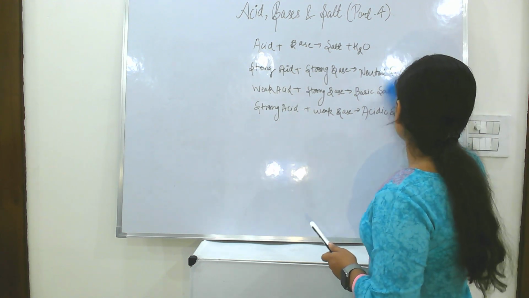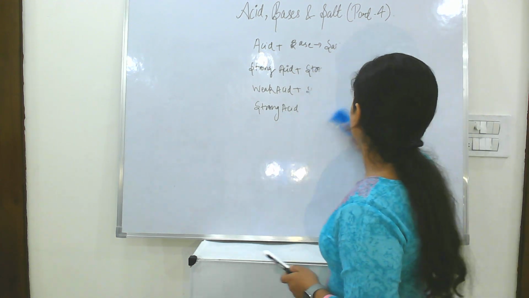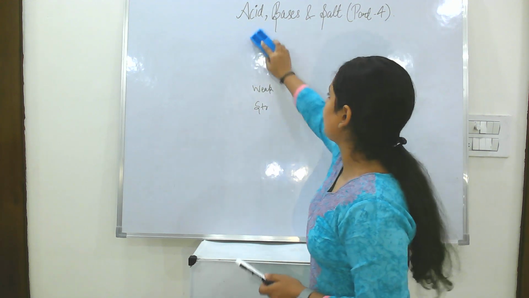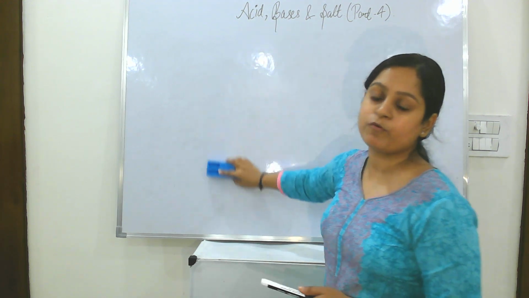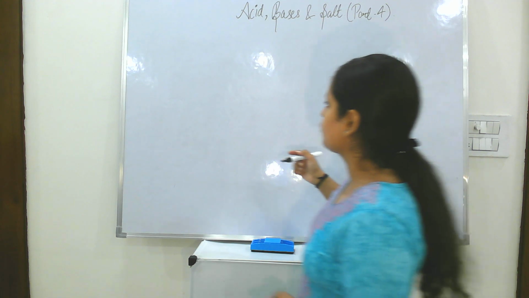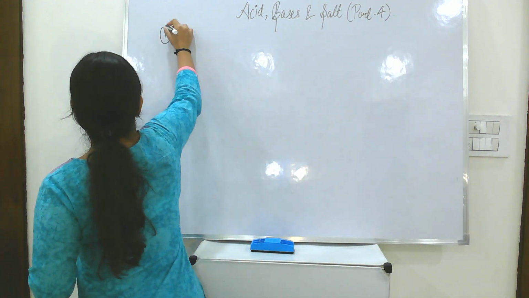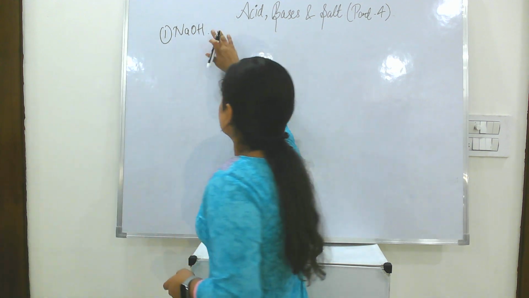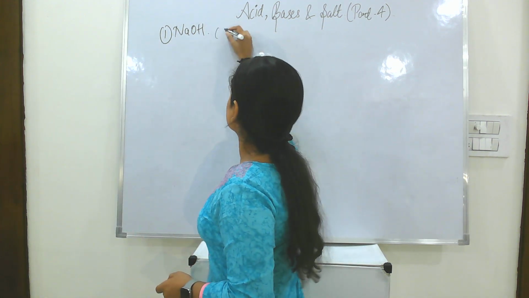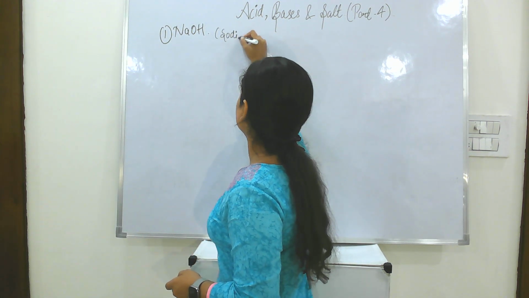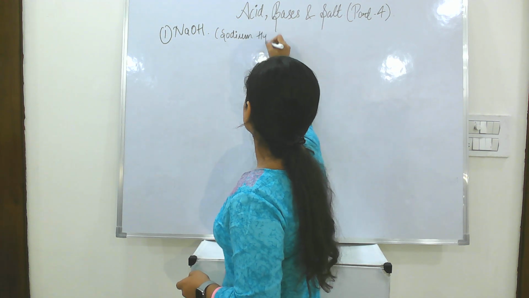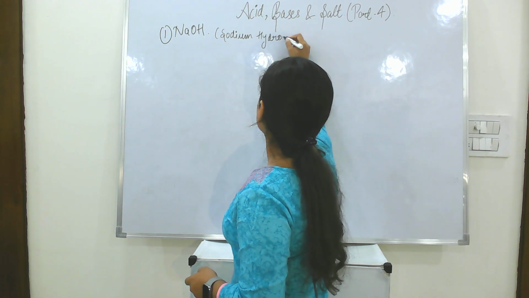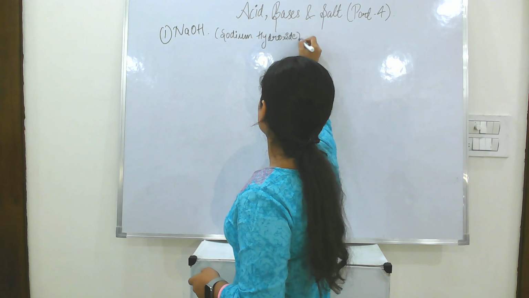Now let us see some of the reactions of salts, because salt acts as a raw material for many of the reactions. So coming to the first one is NaOH, sodium hydroxide. We will see the formation of sodium hydroxide.